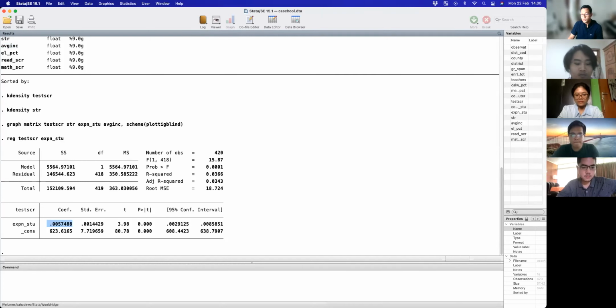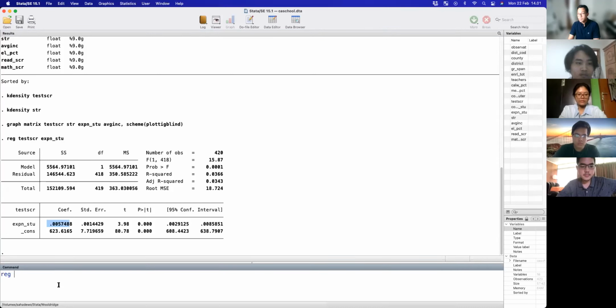Now, what I want you to do is pay attention to the coefficient of the expenditure per student, okay? And then observe what the coefficient would be. Suppose that I add another explanatory variable. In this particular case, I'm going to add, say, student to teacher ratio, okay? Now, before I add student-teacher ratio to the model, what would be the correlation between the expenditure per student in the school and the student-teacher ratio? Are they positively correlated? Are they negatively correlated? Or do you think that there is no correlation at all? What do you guys think? Anyone?